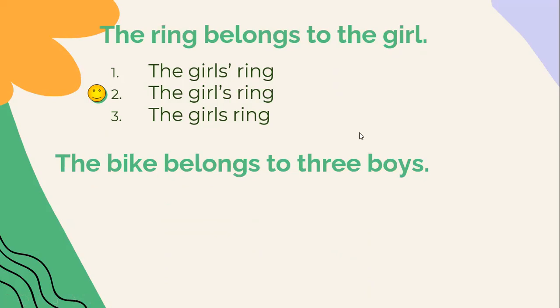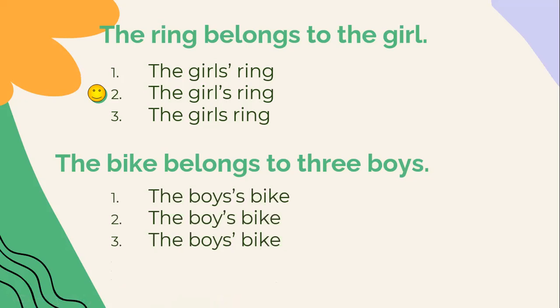Lana, the second one. The bike belongs to the boys. The boy's bike or the boys' bike. Which one is correct? The first one. We add apostrophe and S after the S, so it becomes the boy's bike. It's number 1.